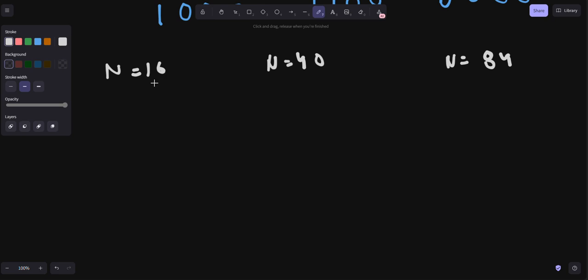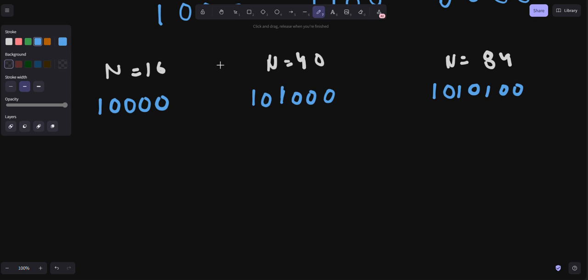Got it? So let's say n is equal to 16. How is 16 represented in binary? Easy. It is 1 0 0 0 0, 4 zeros, right? And how is 40? I will just write everything. 40 is basically represented like this. Again, just hold on, I will explain that. And 84 is represented like this, right?